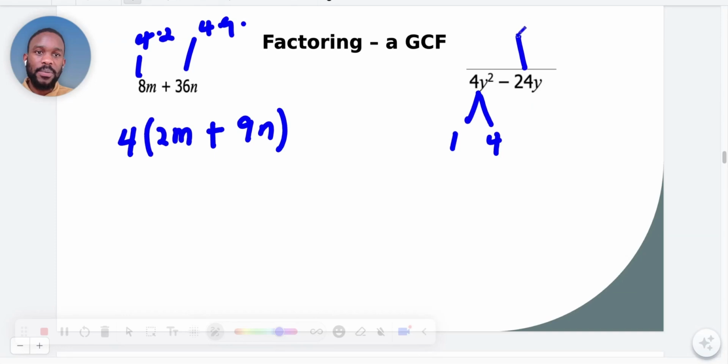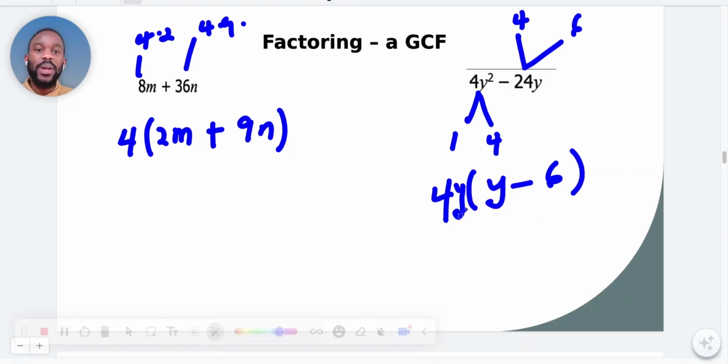What about this one? The greatest common factor of 4 and 24 is 4, right? So 4 is common, so you take 4 out. What about y? This is y squared and this is y. The greatest common factor will be y, right? So we're factoring out 4y. And then inside here, we'll be left with 1 because the 4 is out. So y minus, and here we'll be left with 6, right? Ask yourself, when you distribute, do you go back to this? Let's try to distribute and see. 4y times y, you'll end up with 4y squared. 4y times 6, you'll end up with 24y. So you go back to that, right? So this is the greatest common factor.